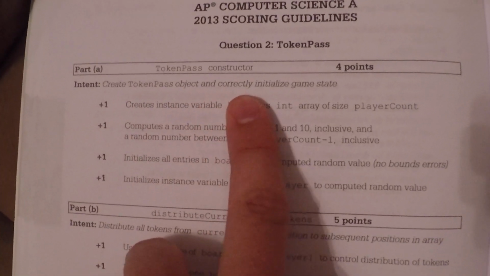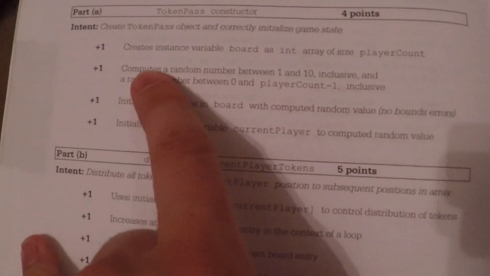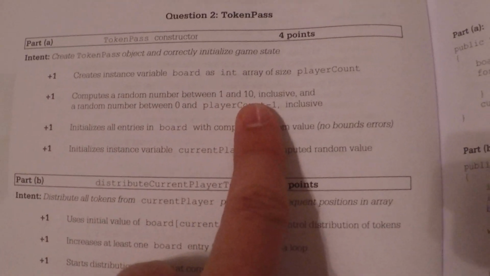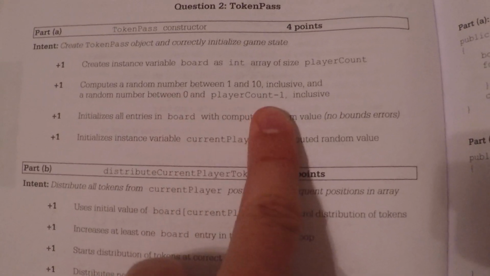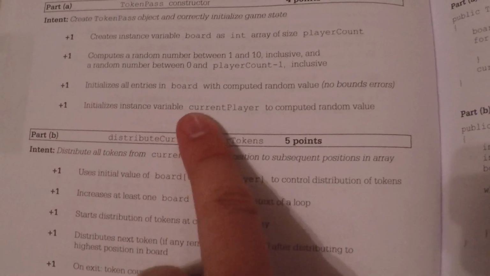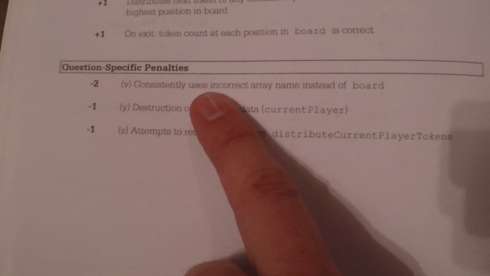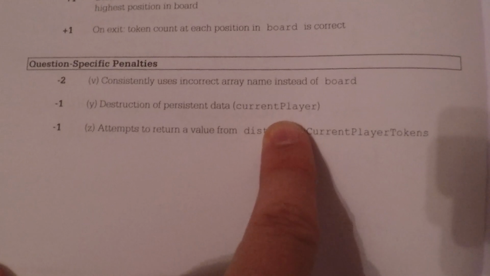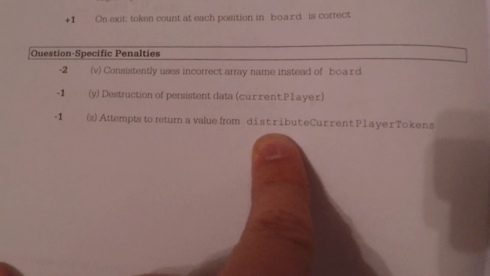Alright. So question 2 is a token pass. Create a token pass object and correctly initialize the game state. Creates an instance variable board. Computes a random number between 1 and 10 inclusive. Random number between 0 and player count -1. Initializes all entries with no bounds errors. Initializes the instance variable current player to computed random value. Question specific penalties: consistently uses incorrect array name instead of board, and destruction of persistent data with the current player, or attempting to return a value from distribute current player tokens.